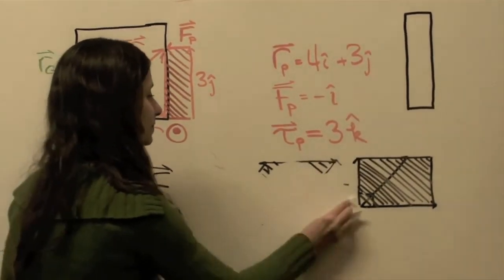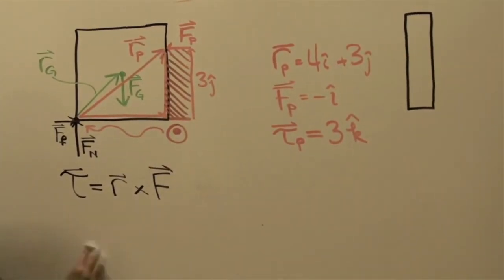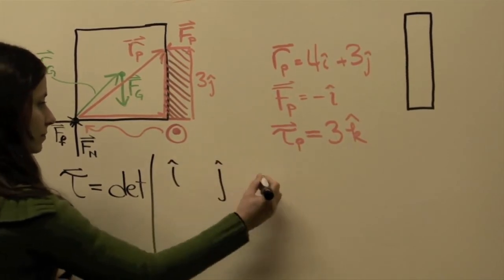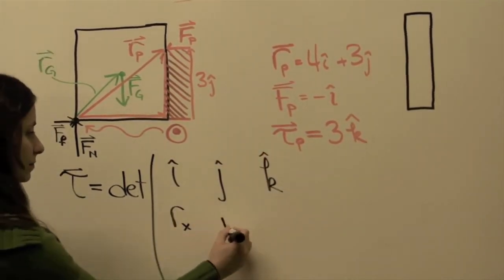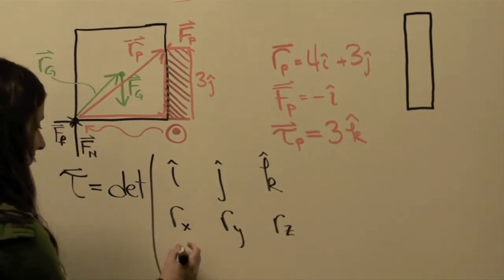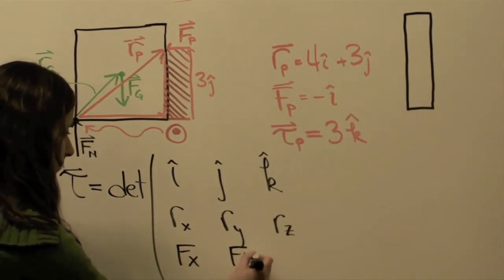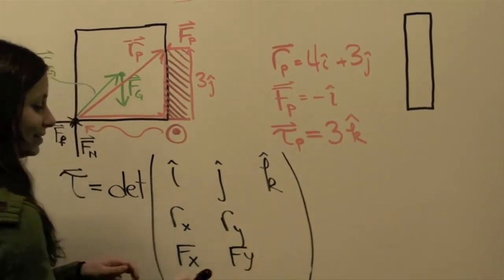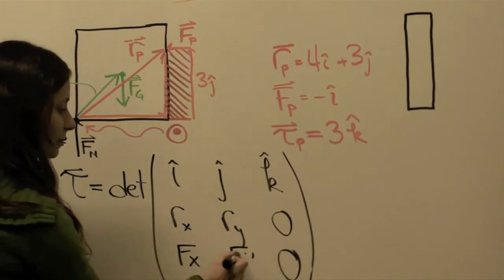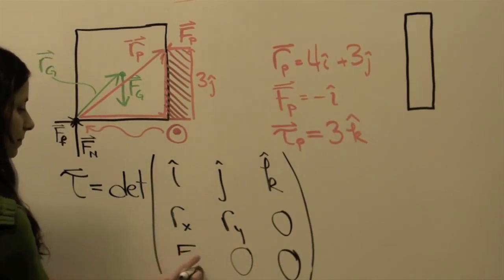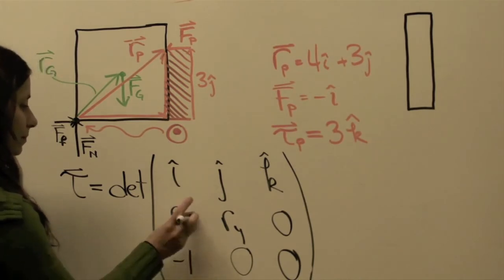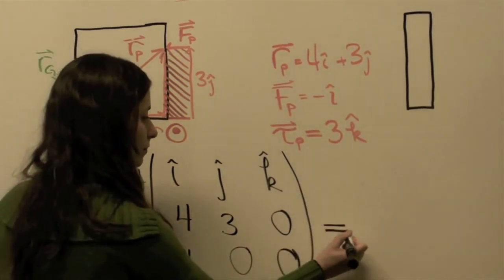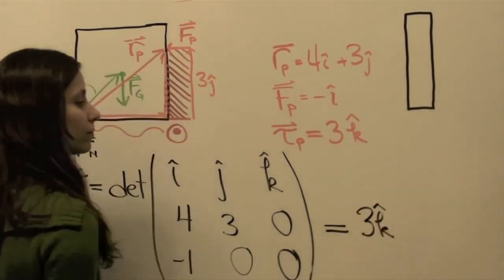We can also find the torque vector by taking the determinant of the following 3x3 matrix. The first row is i, j, and k. The second row are the x, y, and z components of the r vector, and the third row is the x, y, and z components of the force vector. Because r and F lie in the same plane, the z components are 0. In our example, the force is pointing in the negative i direction, and r we found to be 4i plus 3j. Computing it this way, we also find that the torque is 3k.